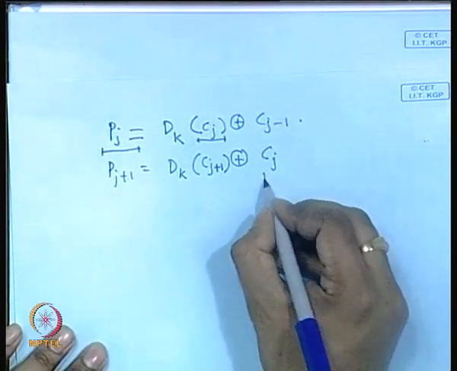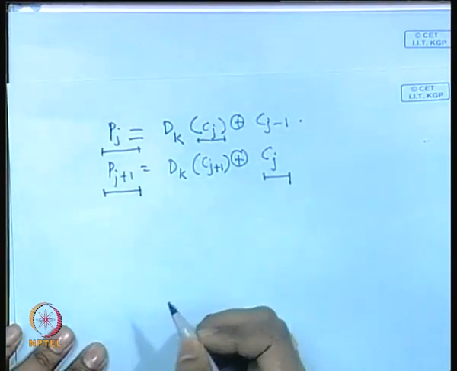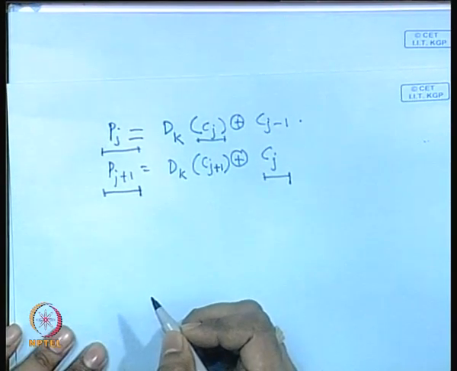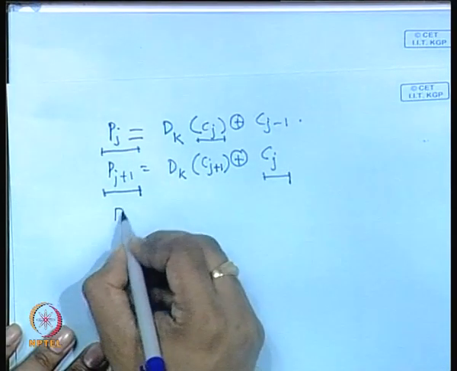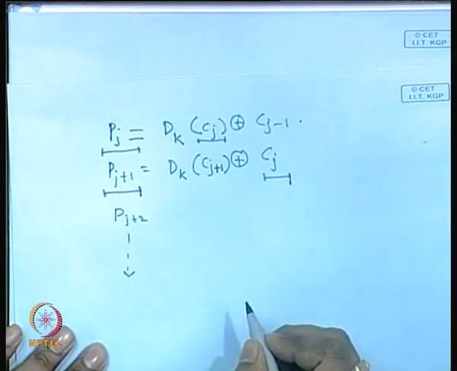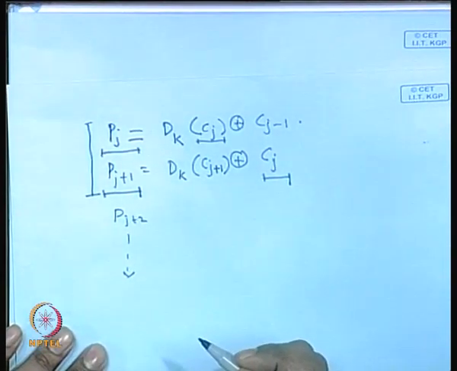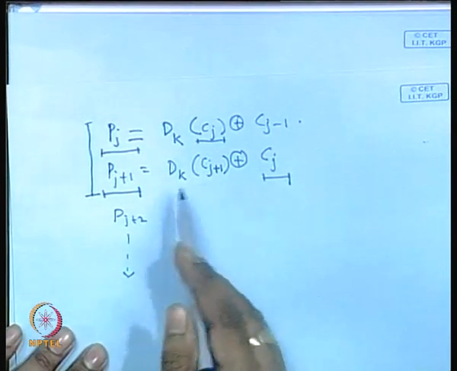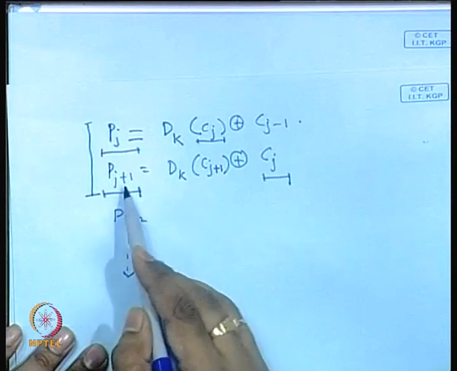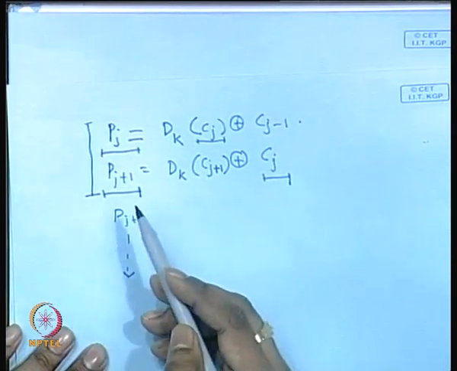But if there is a 1 bit error in Cj, then only a 1 bit error is introduced in Pj plus 1 also, because of the XOR function. But what about Pj plus 2 and so on? They are correctly decrypted. So the error propagation is restricted to only 2 blocks. And since there is only a 1 bit error in Pj plus 1, if you are clever, maybe you can correct that also.